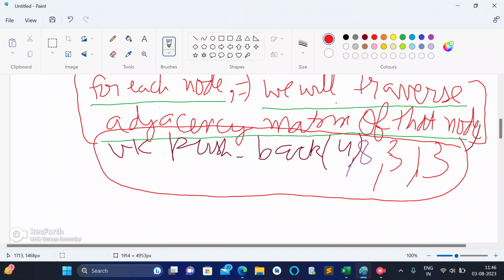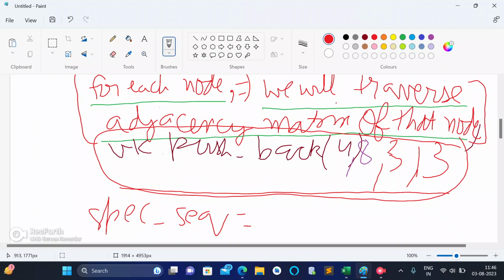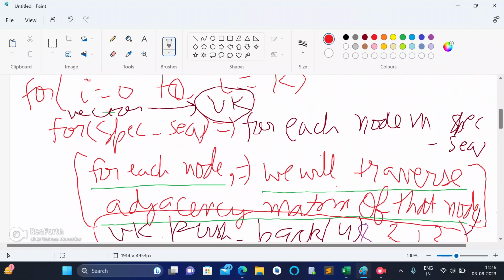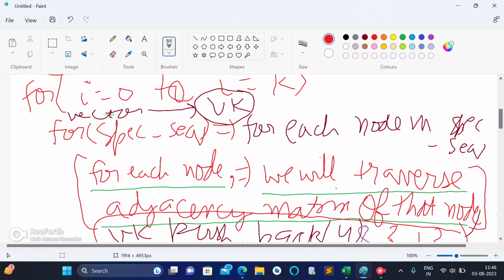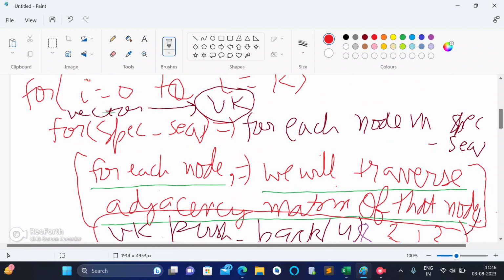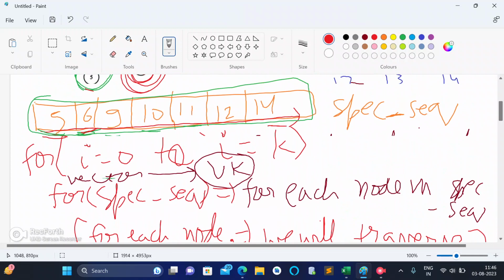So I will say, okay, now my new vector, which only contains the nodes having connections 1, is now vk. So what I will do is, special_sequence is equal to vk. Now I will take this step. So first I will apply the operation k times, then I will make a vector vk which will store the special sequence for every time.